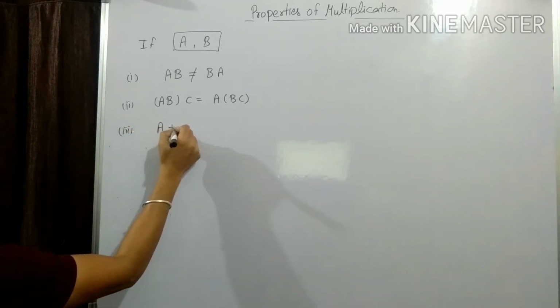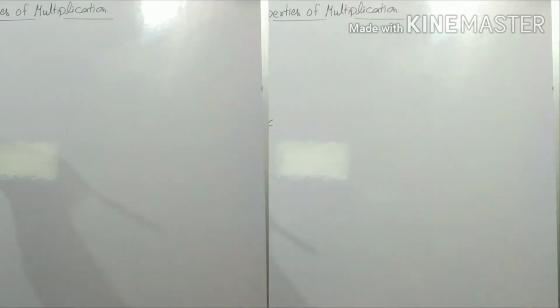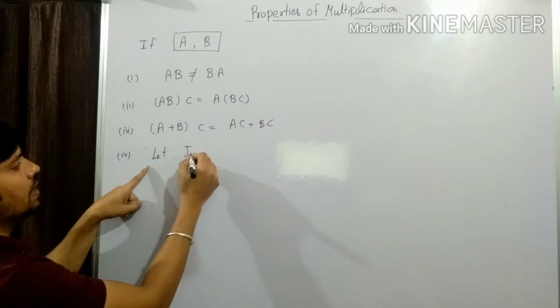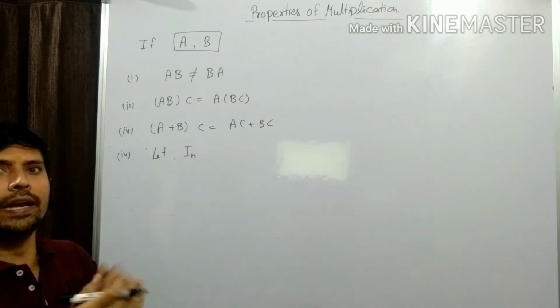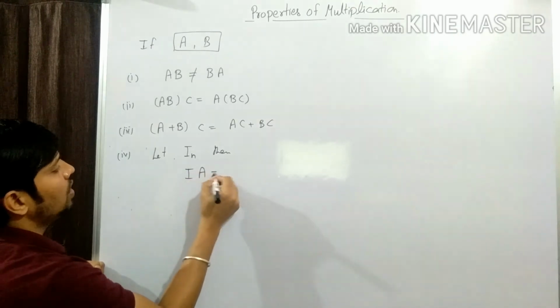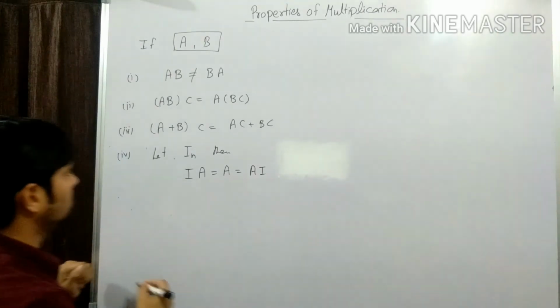Distributive means (A + B) into C equals AC + BC. For the identity matrix I, what happens? Then I into A equals A, which equals A into I.